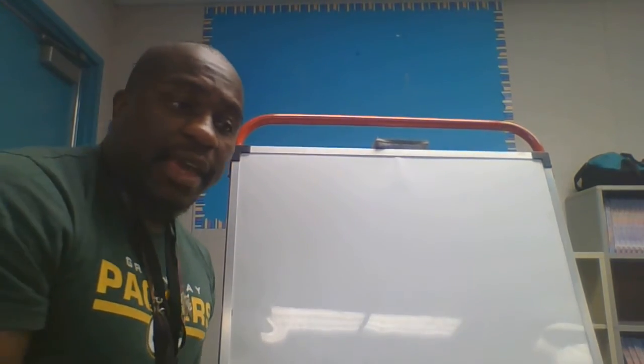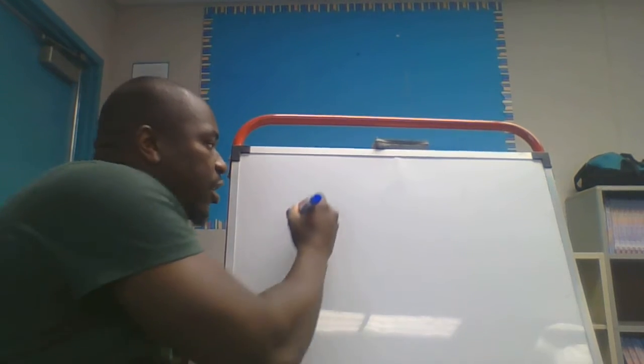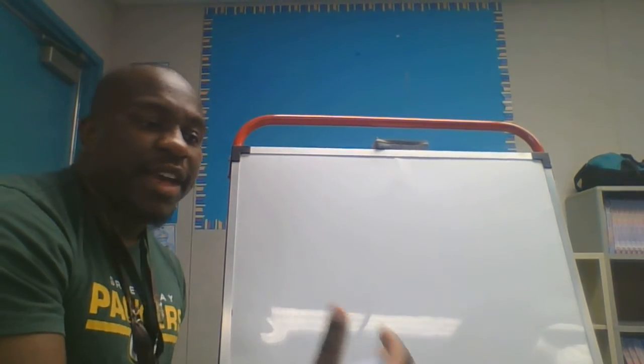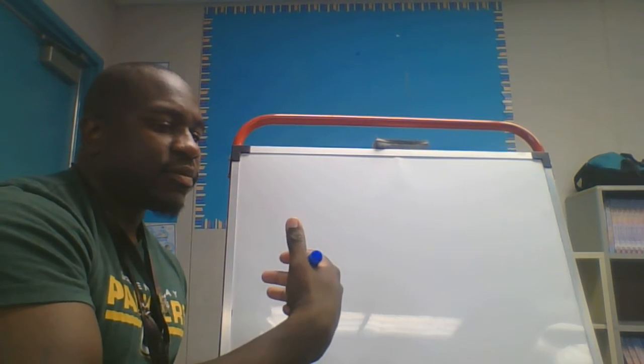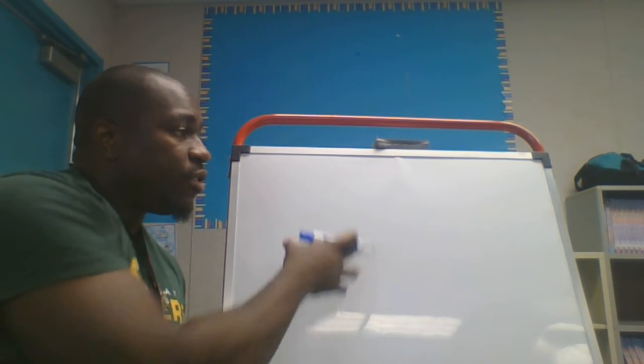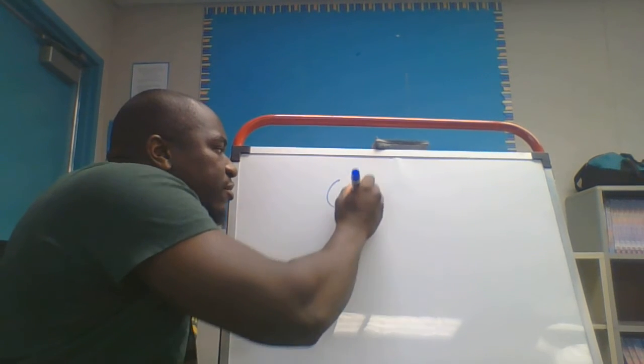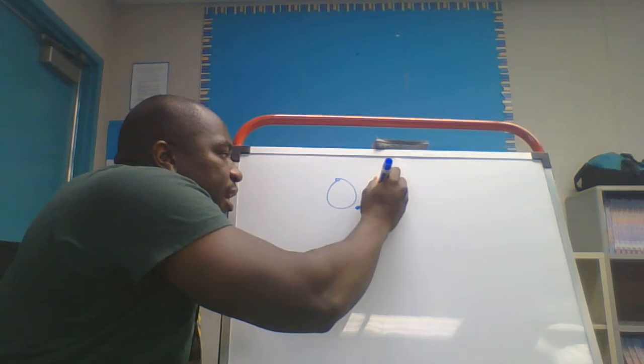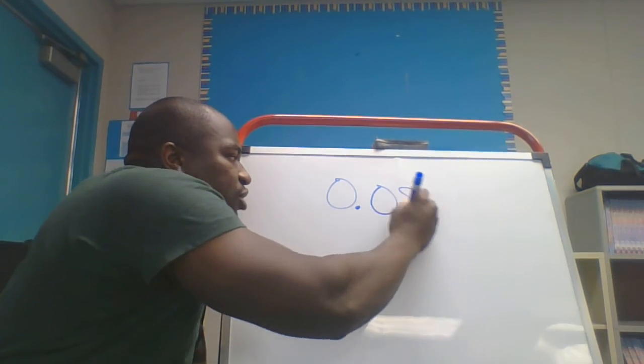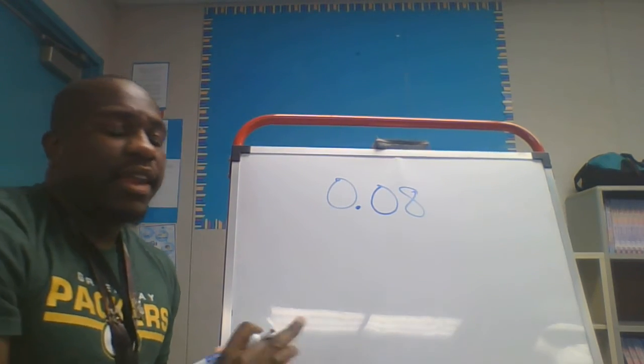Okay, so the first thing is how to make a decimal from a fraction. How to write each decimal as a fraction. No math required. All you need to understand is what the place value is, basically. So let's say we have 0 and 8 hundredths. We have 0 and 8 hundredths.